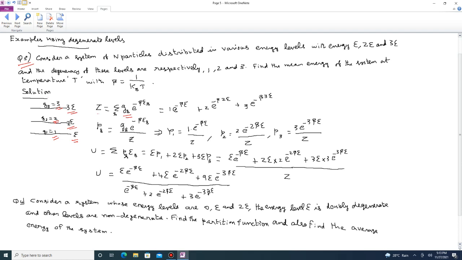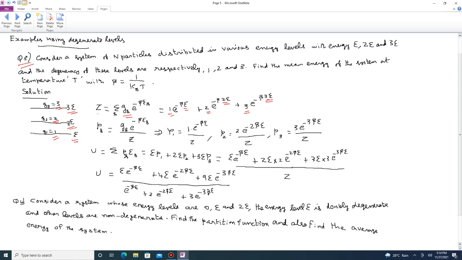So once you expand this summation, the first term will be g1 e power minus beta E1. g1 is equal to 1 and E1 is equal to E. So this is the first term. Second term, the multiplicity of the level is 2 and E2 is 2E. So this is your second term. And the third term, the multiplicity of the level is 3 and the energy is 3E. So you substitute, you will get the partition function: e power minus beta E plus 2 e power minus 2 beta E plus 3 e power minus 3 beta E.